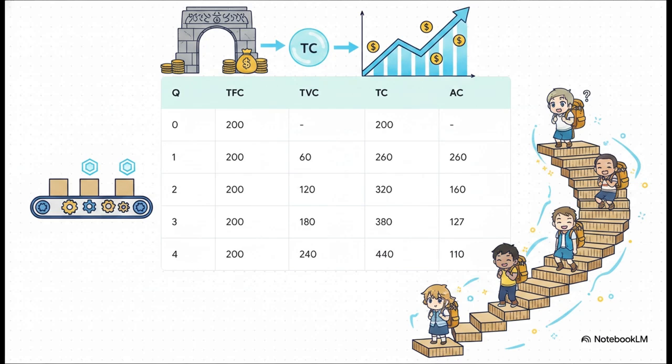But here's what's really fascinating. Look at that final column, average cost. Watch how it plummets from $260 for the first unit all the way down to $110 by the 4th unit. Why? Because that initial $200 fixed cost is being spread out over more and more items.